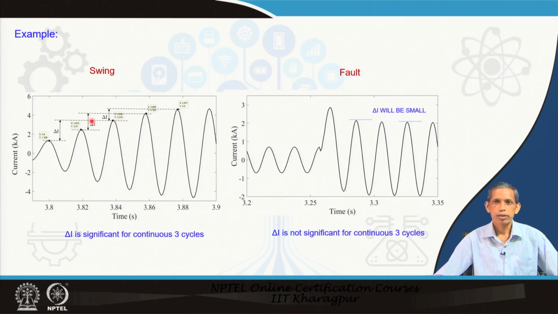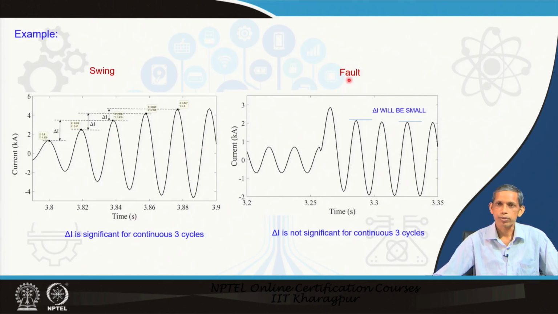Now, let us see this situation as an example. This is a swing trajectory for the current. We go on computing delta I from 2 cycles earlier: this one 2 cycles before this, so this to this is a delta I value. You go on calculating the delta I values and see their magnitude. You can do this for 3 cycles.